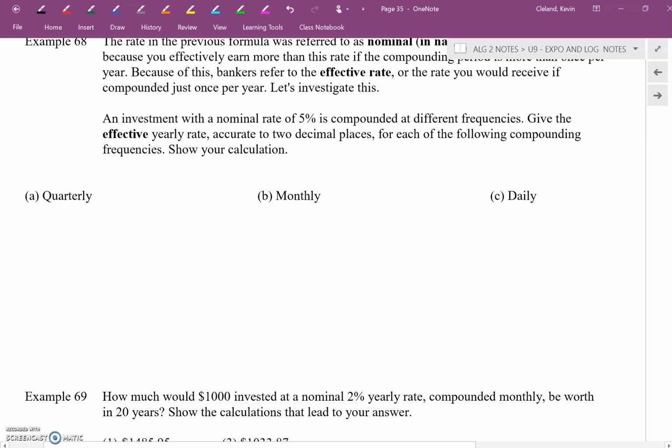So let's take a look at this. An investment with a nominal rate of 5% is compounded with different frequencies. Give the effective rate accurate to 2 decimal places for each of the following compounding frequencies. Show your calculation.